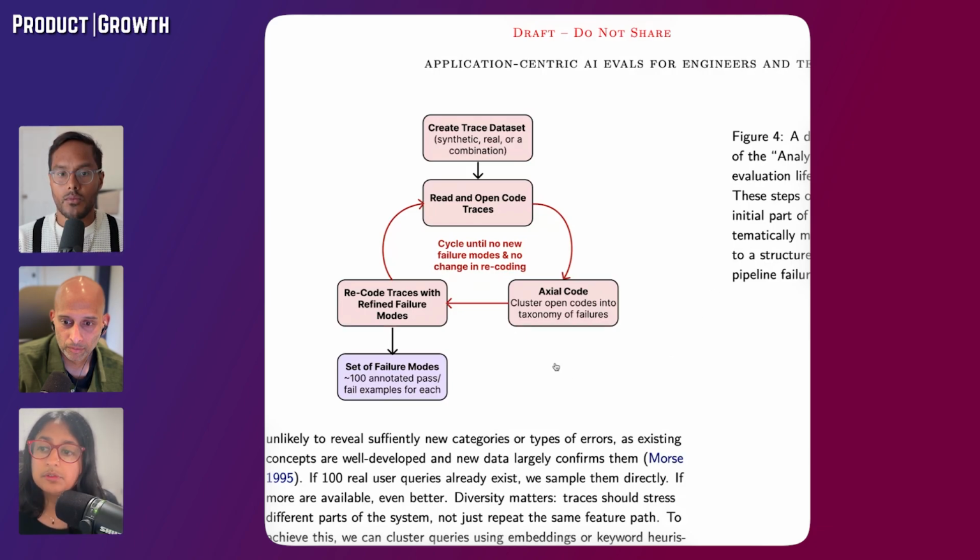And this loop keeps going until what we call theoretical saturation in qualitative research, which means I've not learned any new failure modes. I keep looking at data and I just keep adding to my existing failure modes. At that point, you can stop, and then you can move on to, how am I going to turn those into automated evaluators so I don't have to do it all the time? Maybe I'll build LLM judges based on my labeled failure modes. Maybe I'll write some code-based evaluators for things that code can check.